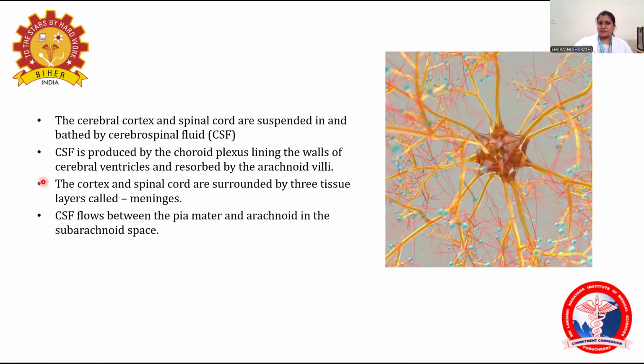So what is CSF? CSF is an ultrafiltrate of the plasma and it is present in between arachnoid and pia mater. Generally the cerebral cortex and the spinal cord are suspended and bathed in cerebrospinal fluid. It is produced by the choroid plexus, which is the lining of the ventricles, and it is reabsorbed by the arachnoid villi. The cortex and spinal cord, as I told, are surrounded by three layers known as meninges.